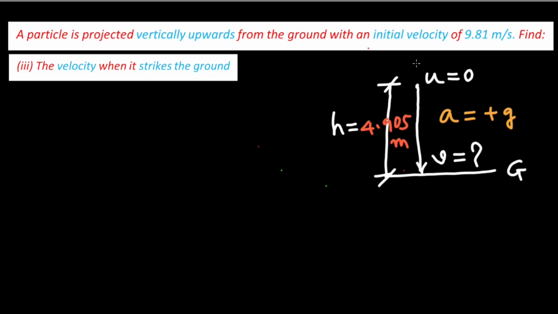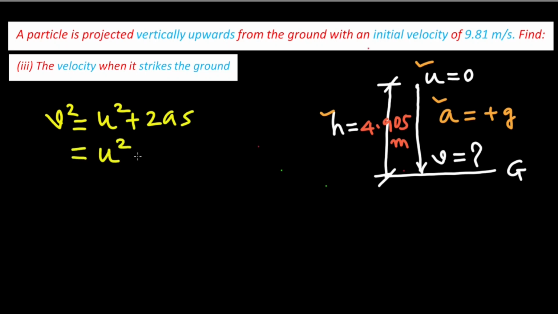With the help of initial velocity, acceleration, and height, we have to find the final velocity in the downward motion. We will use the third kinematic equation, which is v squared is equal to u squared plus 2as. We write u square plus 2gh, replacing this a by g and displacement s by the maximum height h.